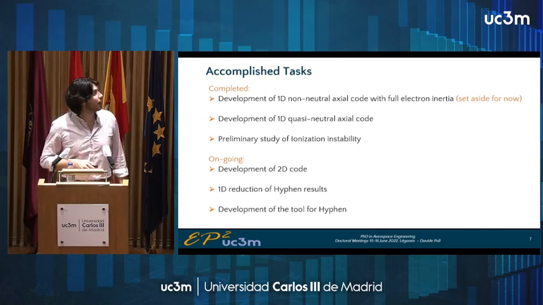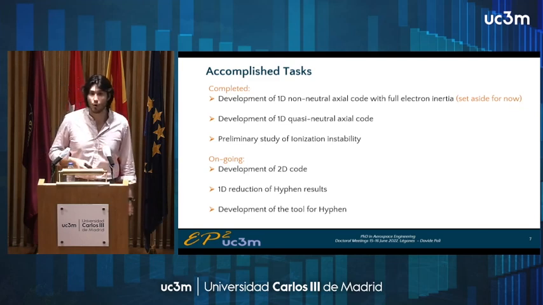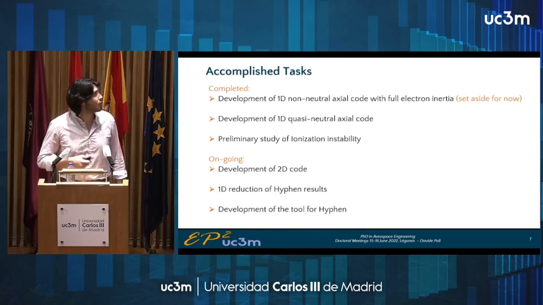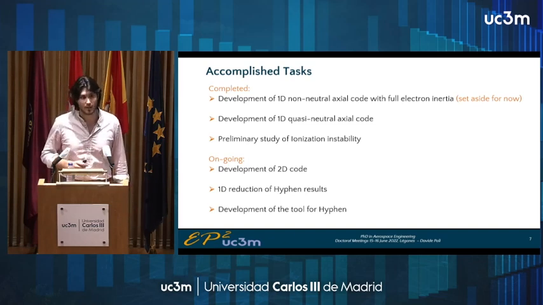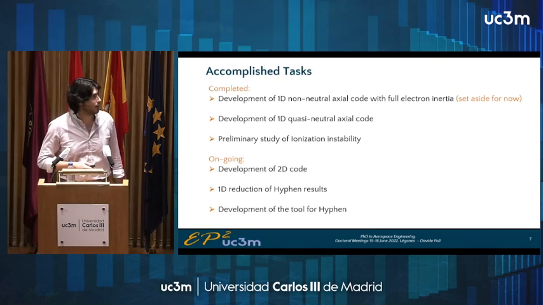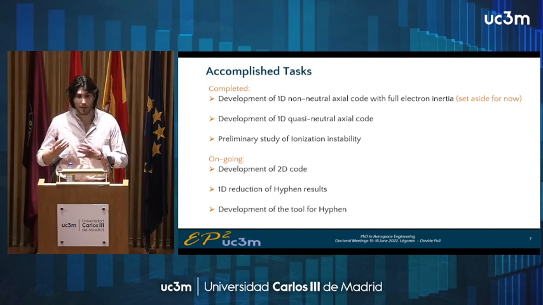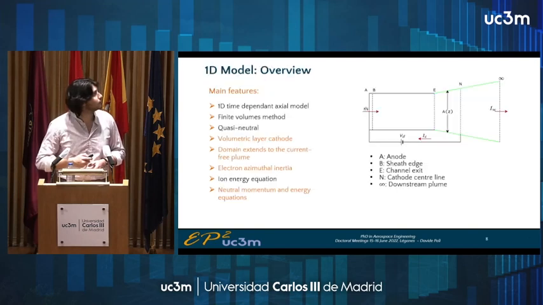Then I developed a one-dimensional quasi-neutral axial code where only partially the electron's inertia is retained along the azimuthal direction, with which I studied preliminarily the axial instabilities, ionization instabilities, and something about ion transit instability. Ongoing tasks are the development of the two-dimensional code and the reduction to, let's say, one dimension of the results in order to obtain phenomenological relations that will enable my model to match them and then develop this tool to help with the anomalous transport profile.